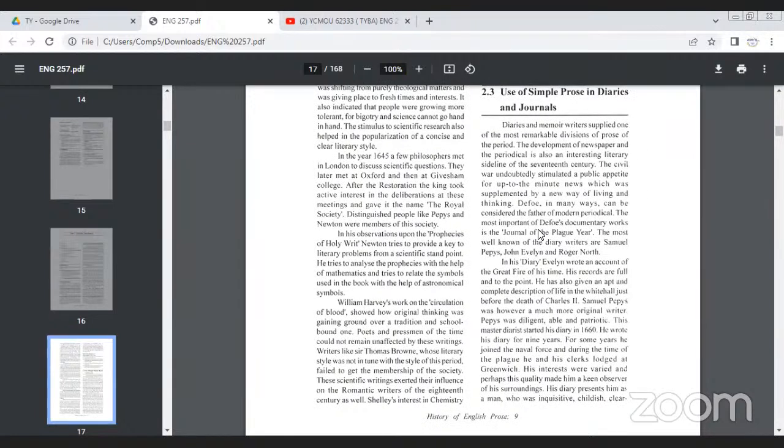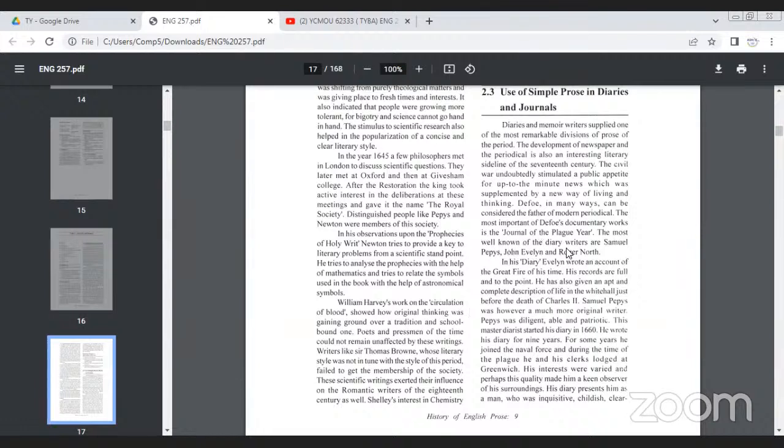Diaries and memoir writers supplied one of the most remarkable divisions of prose of the period. The development of newspapers and the periodical is also an interesting literary sideline of the 17th century. The Civil War undoubtedly stimulated a public appetite for up-to-the-minute news, which was supplemented by a new way of living and thinking. Therefore, in many ways Defoe can be considered the father of the modern periodical. His most important documentary work is A Journal of the Plague Year.